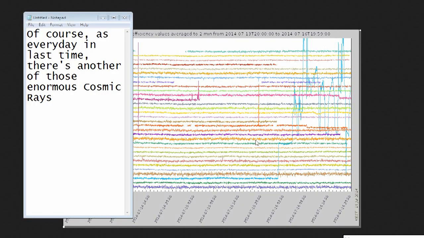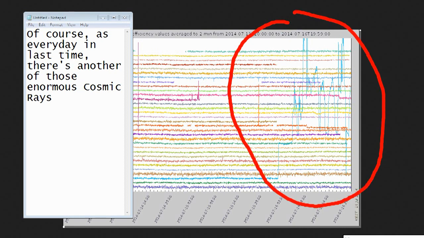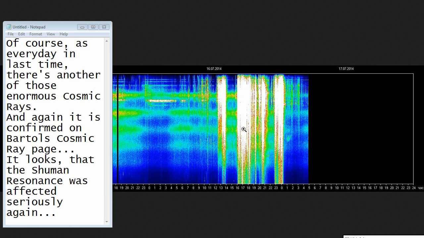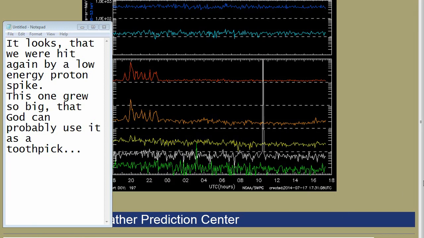Of course, just as every day lately, there is another of those enormous cosmic rays. And again it is confirmed on the Bartol's cosmic ray page. It looks like the Schumann resonance was affected seriously again. It looks like we were hit again by a low energy proton spike. This one grew so big that God can probably use it as a toothpick.